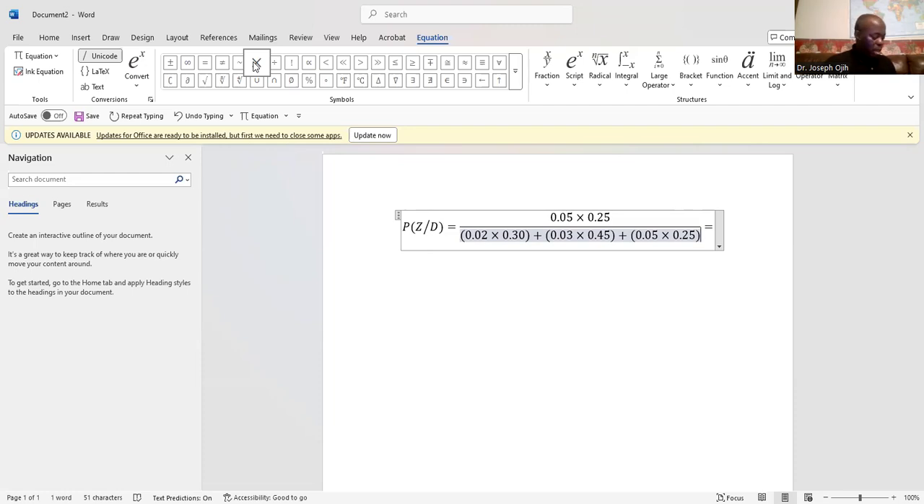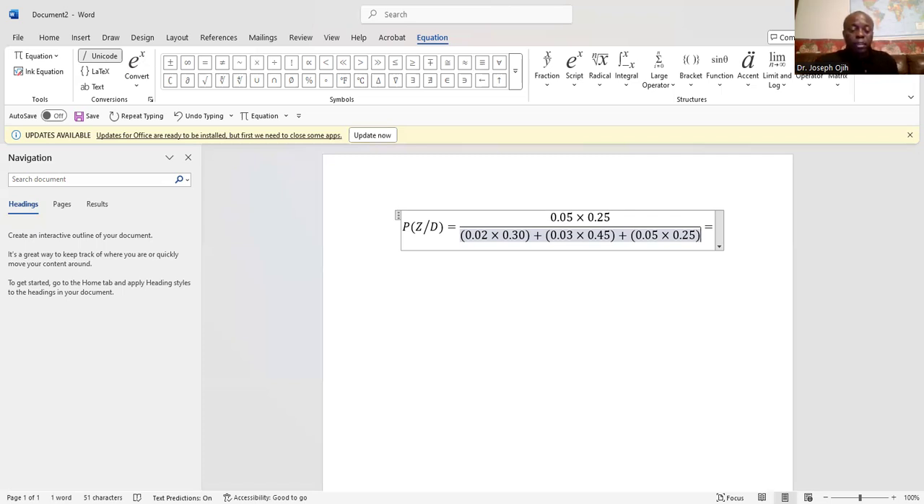So I'm going to write this down. I've run out of space here, so let me write it here. The probability that it is from factor Z, given that it is defective, will be 0.05 times 0.25 over 0.02 times 0.30 plus 0.03 times 0.45 plus 0.05 times 0.25. That gives us the answer right away.